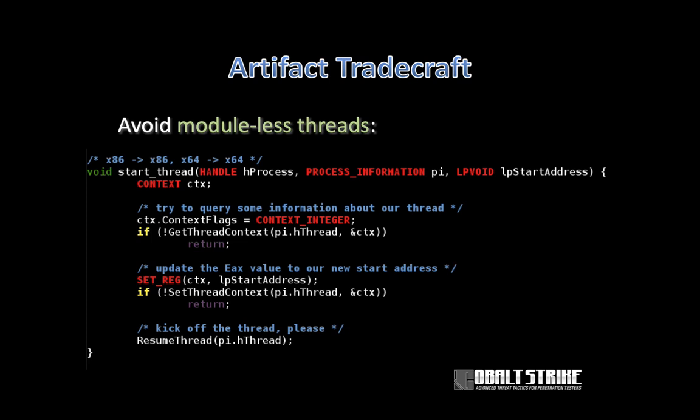Similar story when doing process injection. One way to avoid modulus threads when doing process injection is to create a thread that is suspended and has a desirable start address, and get its context, update that context to have it call your desired start address of your payload next, and set that thread to this new context, and then resume it. And when you do that, the thread will have the desired start address, but will call your payload instead.